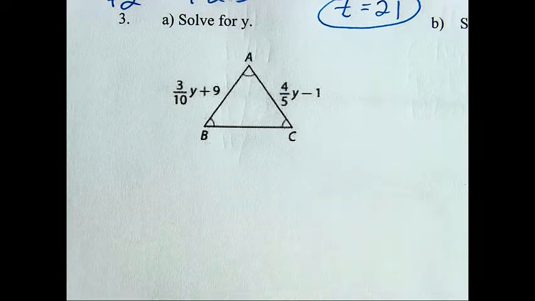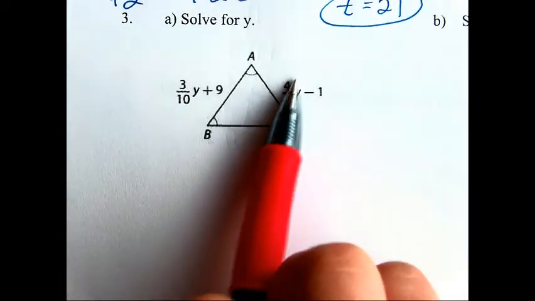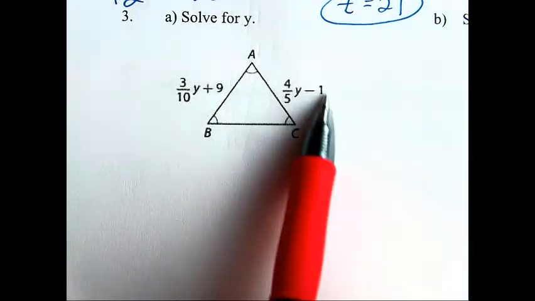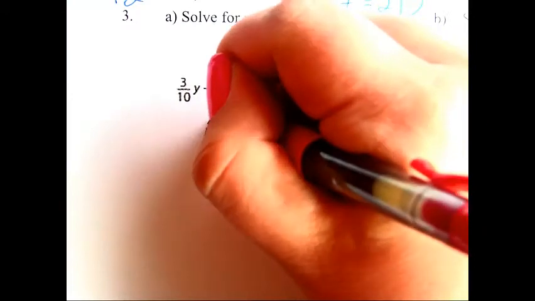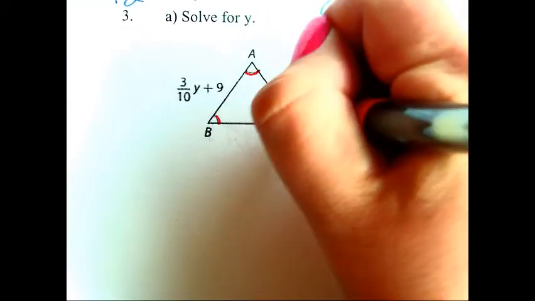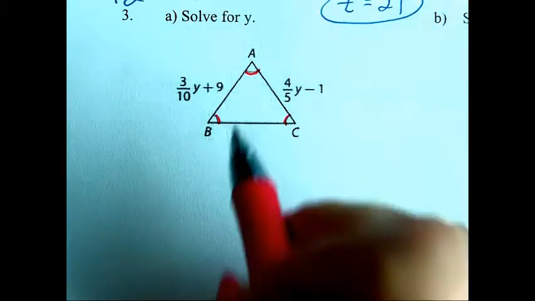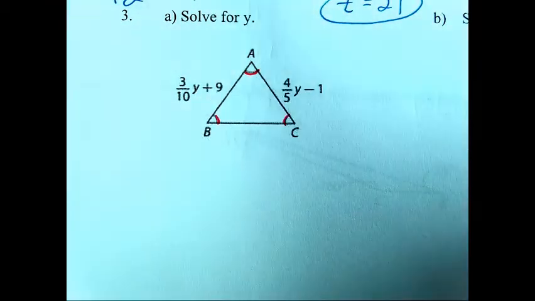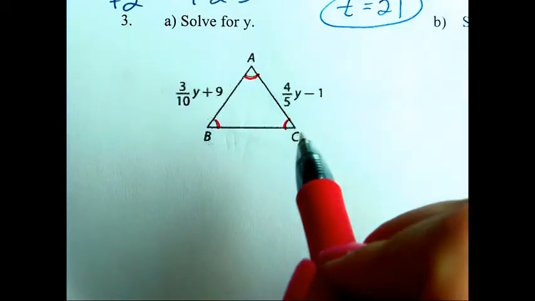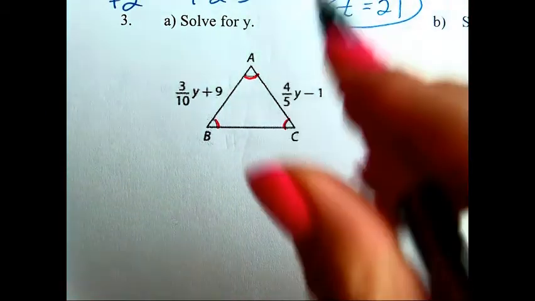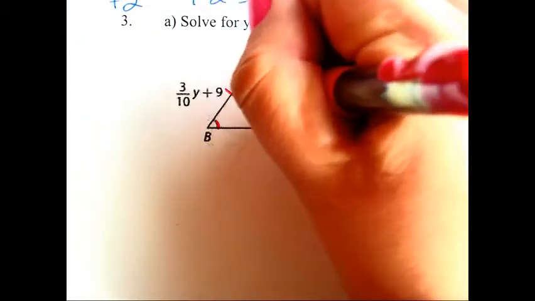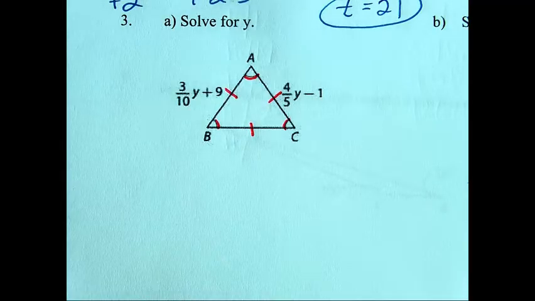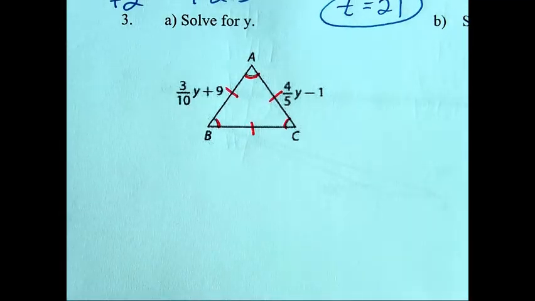For number 3, part A, solve for y. So the information I'm given is telling me that this triangle is equiangular. Equiangular means that the angles are equal. So from that, we can imply that all the sides are also going to be equal. So this is also an equilateral triangle.